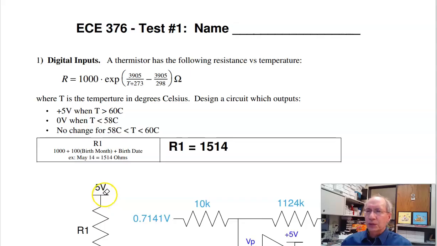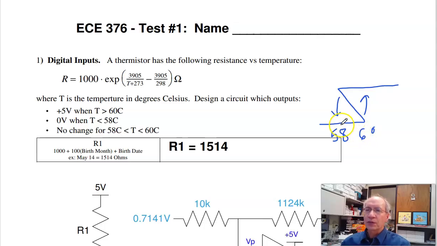Here are solutions to test number 1 for ECE 376. The first problem is binary inputs. I want to convert temperature to 0 volts, 5 volts. So what I want is at 60 degrees C, the output turns on at 5 volts. At 58 degrees, it turns off.